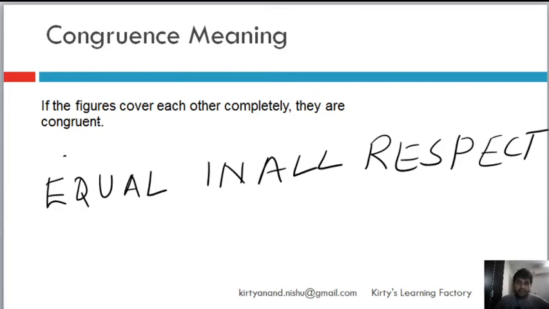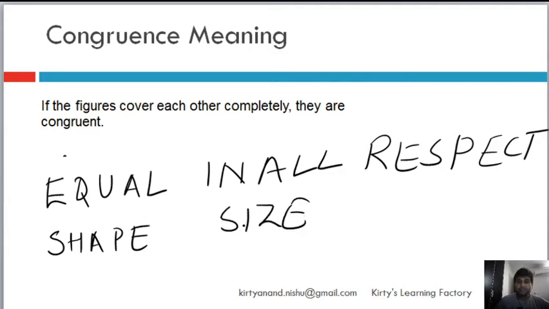If we are able to place two figures over each other so that they cover each other completely, without leaving any part uncovered, or without any part of one figure overlapping or exceeding the figure below. So it has to be an exact match. And the other way to understand congruence is that the shape of two figures and the size of two figures has to be equal.